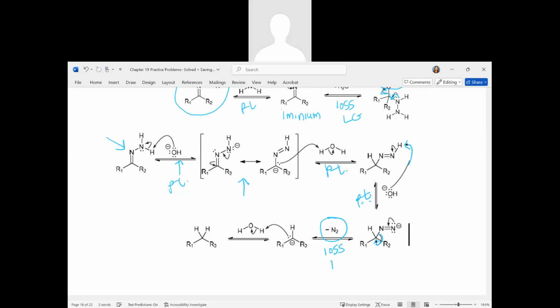So we will lose nitrogen gas, so loss of N2. And then this produces a carbanion intermediate here. And again, another proton transfer is seen. This reproduces our hydroxide in this last proton transfer, and we create our fully reduced product here.